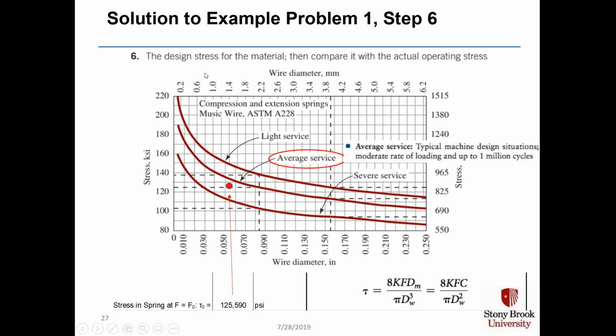We are operating here on the average service curve for our design stress, and we plot on this graph a point that corresponds to the stress in the spring on the y-axis, which is 125,590 psi, and on the x-axis we have the wire diameter, 0.055 inches. And because that point is below the average service curve, we're good to go.